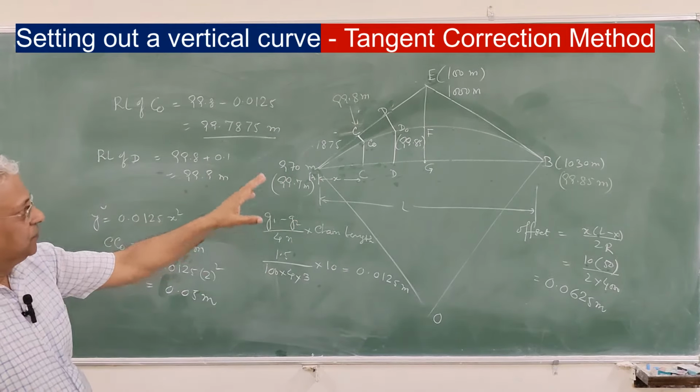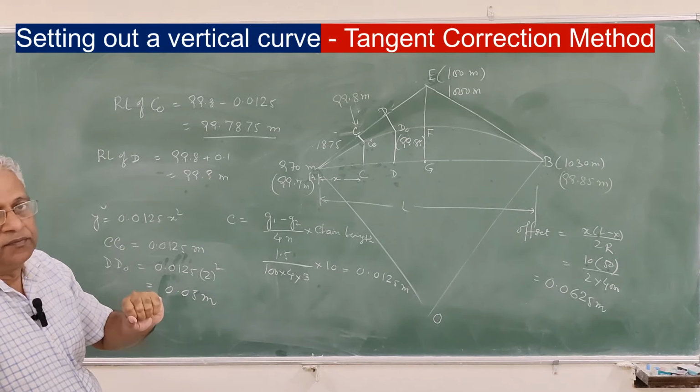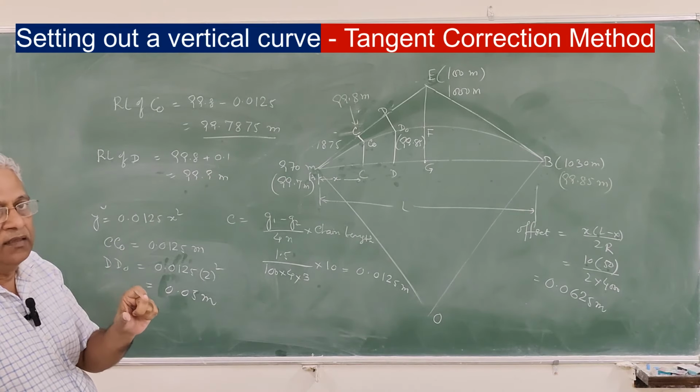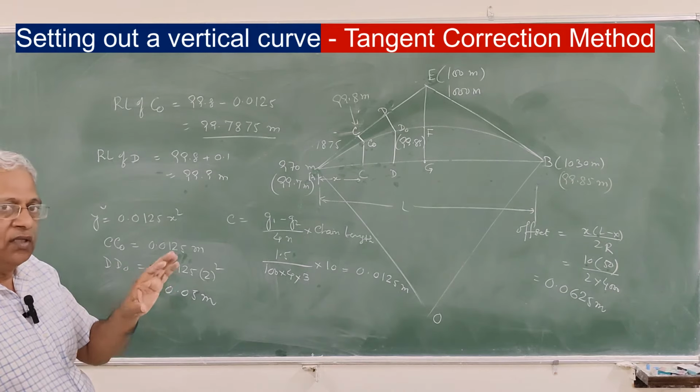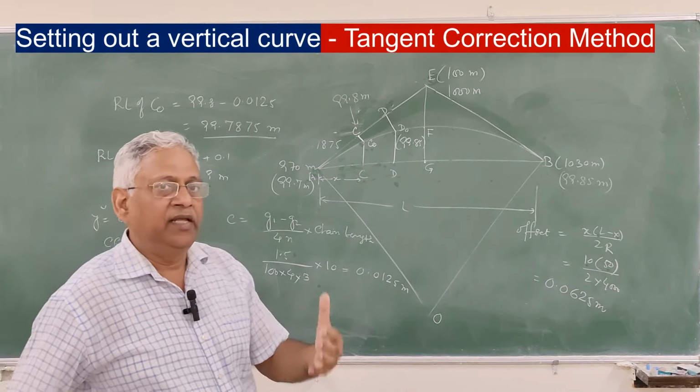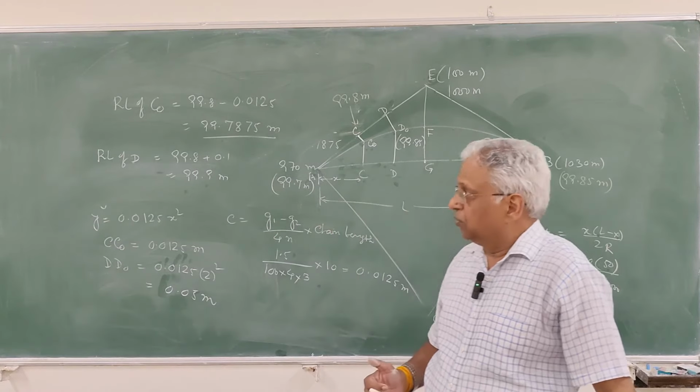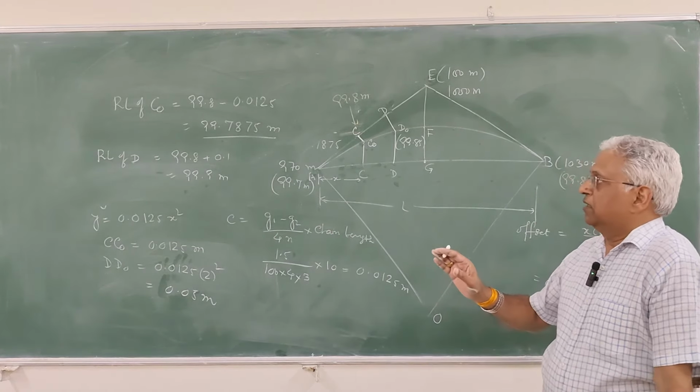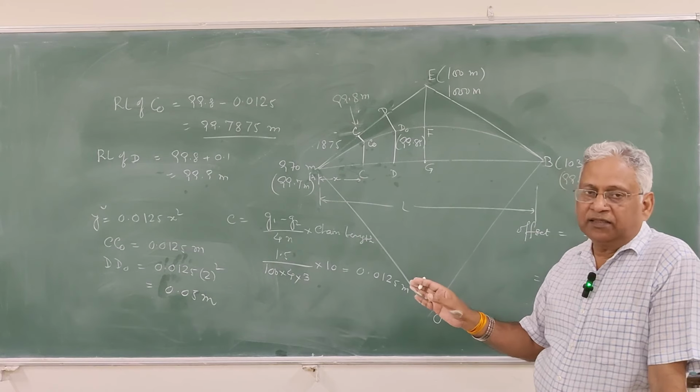So that is how we set the curve by two methods, tangent correction method and chord deflection method. Both are equally good, but tangent correction method is more convenient to lay in the field. So that is how the vertical curves are designed in railways.